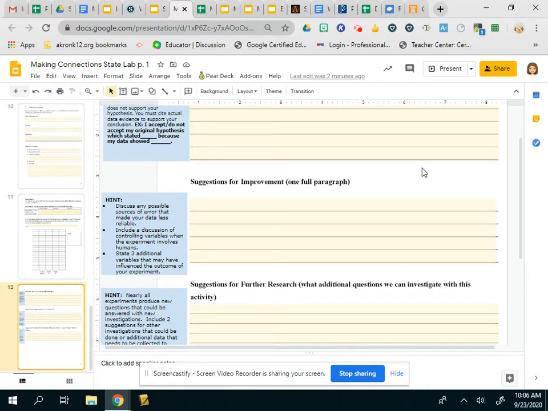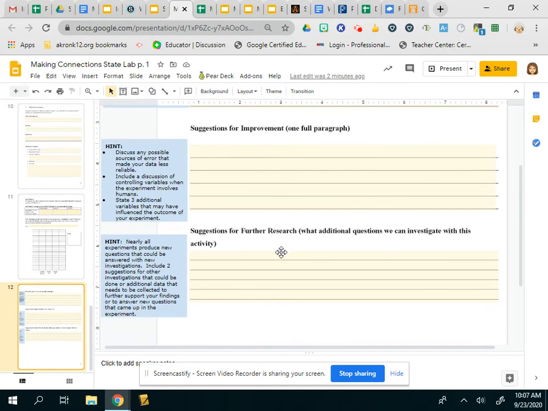The discussion of controlling variables when the experiment involves humans. We don't know what all of the other students were doing. Did they count reliably? Did they do their experiment with accuracy, or did they get lazy about it? So we can't control that. And then state 3 additional variables that may have influenced the outcome of your experiment. What else did you not think about as controlling? Maybe the temperature of the room, or how much water you drank, or who knows. 3 variables that could have had an effect on your clothespin outcome.